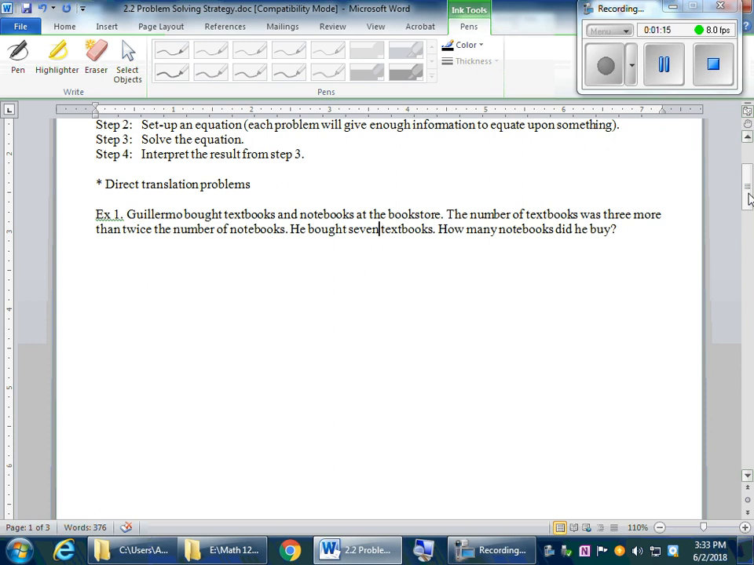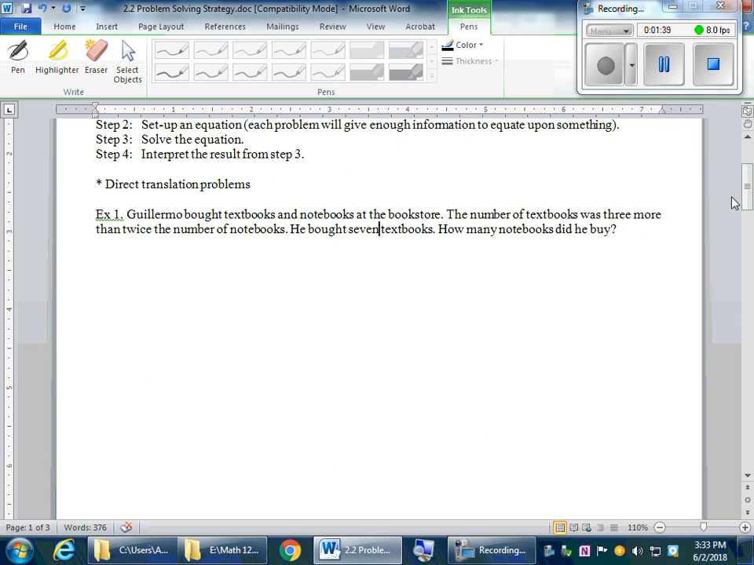Gilmore bought textbooks and notebooks at the bookstore. The number of textbooks was 3 more than twice the number of notebooks. He bought 7 textbooks. How many notebooks did he buy? So in this case, we don't really know how many textbooks or how many notebooks he bought.